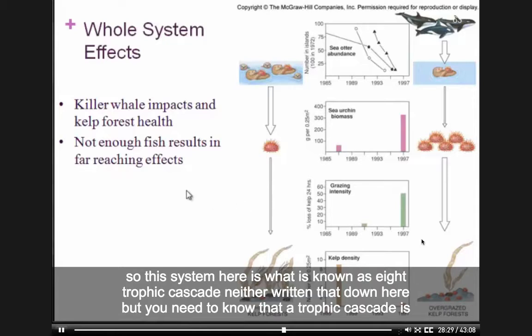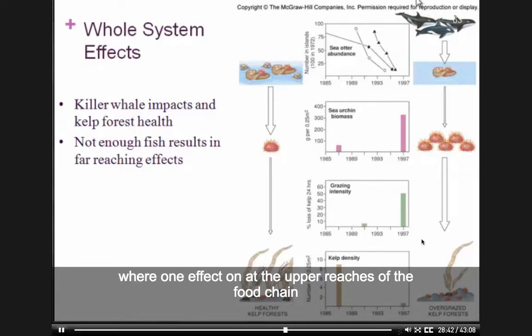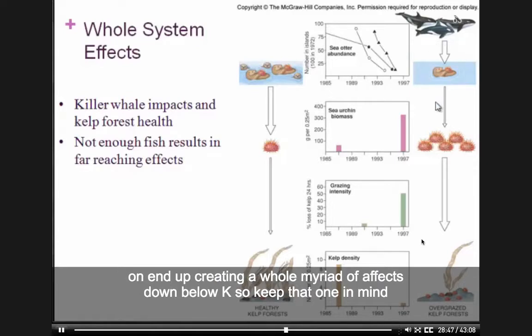So this system here is what is known as a trophic cascade. Now, I haven't written that down here, but you need to know that. A trophic cascade is where one effect at the upper reaches of the food chain ends up creating a whole myriad of effects down below.